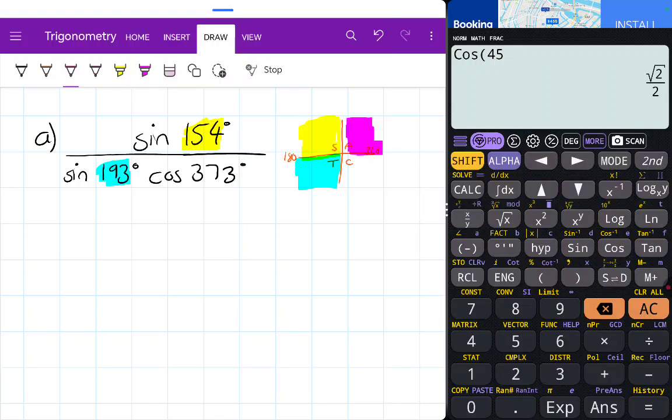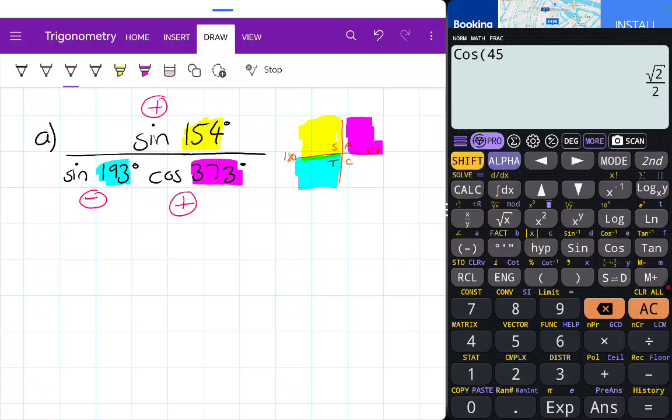Now let's look at the signs. In the yellow quadrant, sine is positive, so this one is going to be a positive answer. In the blue quadrant, tan is positive, so this one's going to go negative. And in the last one, the pink or purple one, we know that all are positive, so cosine is going to be positive.